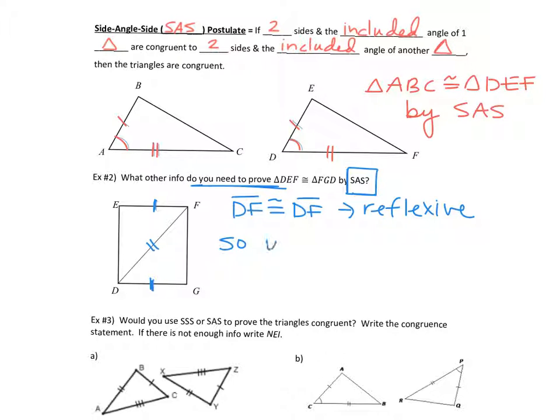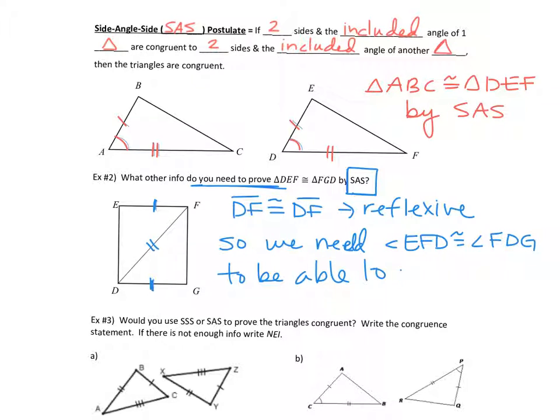So we need angle EFD to be congruent to FDG to be able to use SAS.